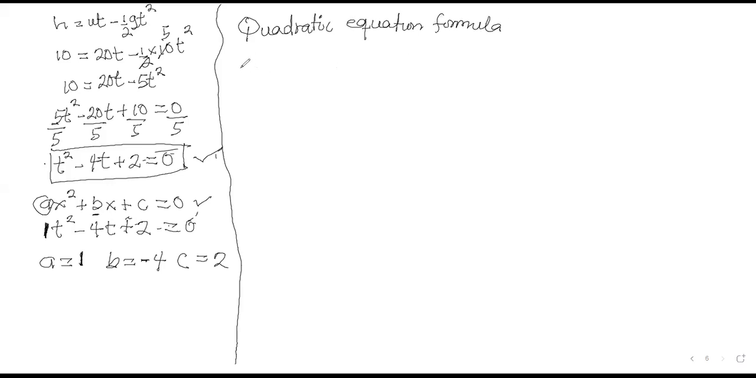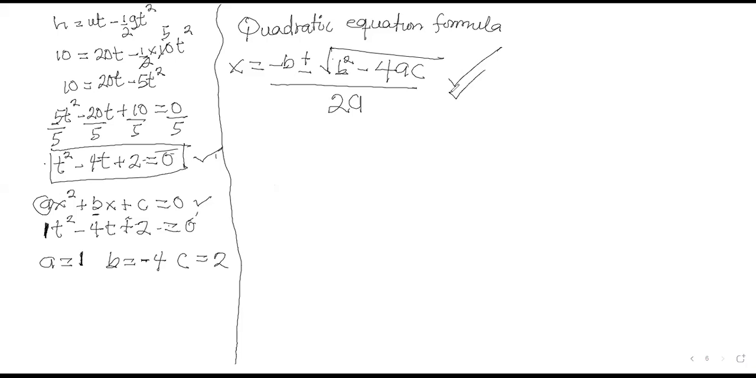And that is the quadratic equation formula: x is equal to negative b plus or minus the square root of b squared minus 4 times a times c, all divided by 2 times a. So whenever you have a quadratic equation and you can't factorize it easily, this is what you use to solve. So the x here is equal to t.